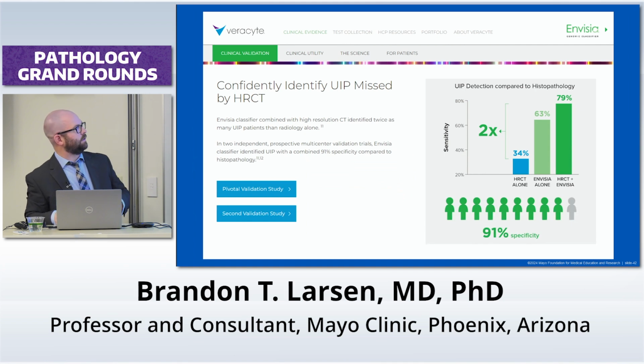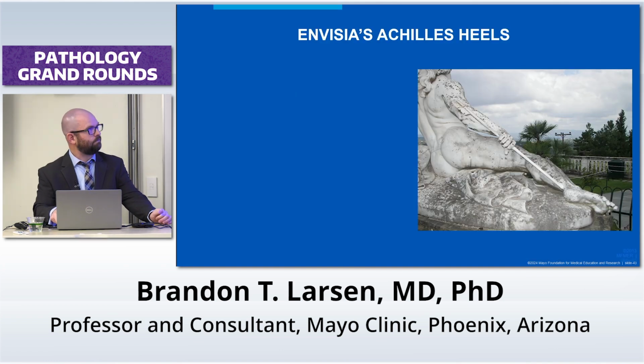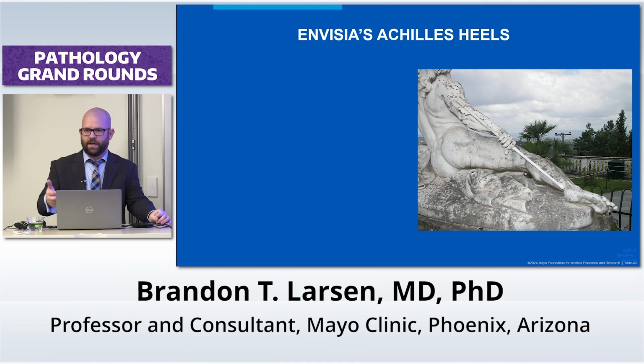And the company claims that you can confidently identify UIP in most cases compared to histopathology. Pretty good concordance, almost 80% of the time if it's histopathologically UIP, the test will detect that genomic signal of UIP, which is great. The problem is it has some Achilles heels that I think if you're doing this in your practice or your clinicians are interested in this test in practice, it's important as a pathologist to recognize what those Achilles heels are. So at least you can have a productive discussion and manage expectations of your clinicians.